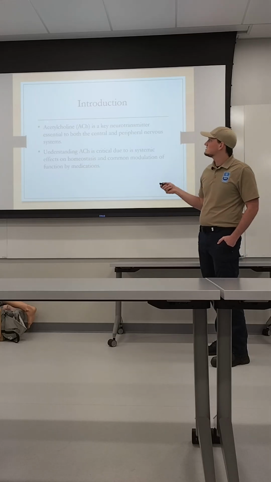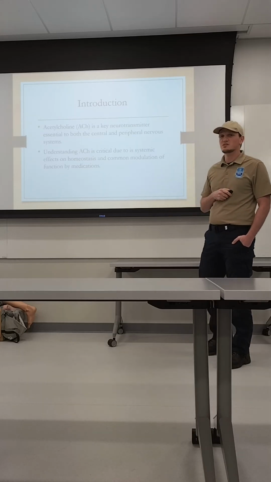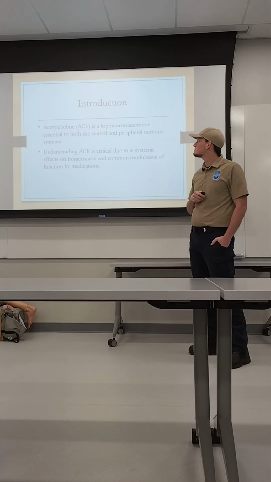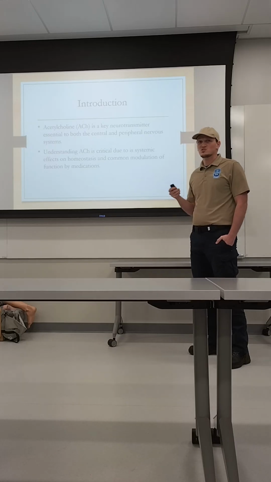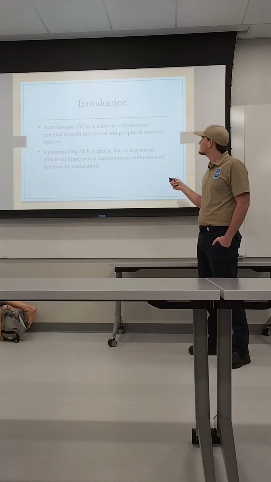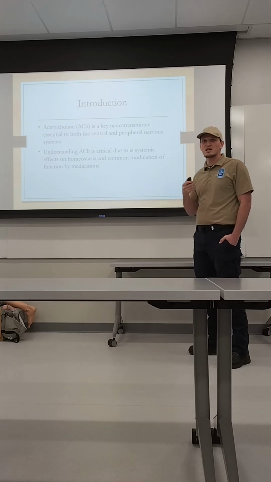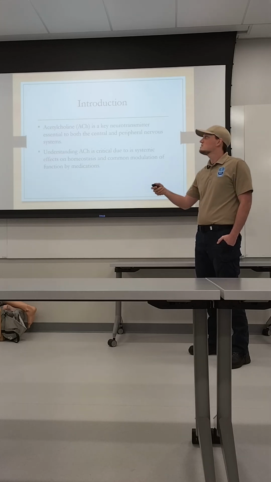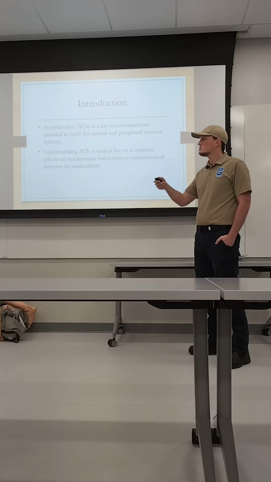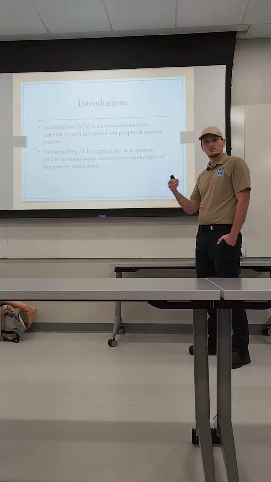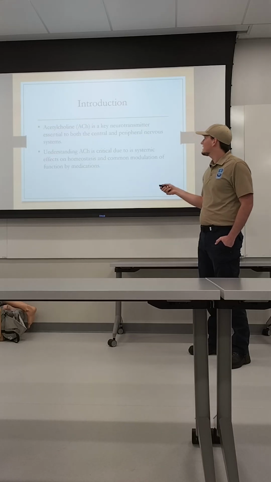Introduction. Acetylcholine is a key neurotransmitter essential for both central and peripheral nervous systems. So just to break that down, we have our neurotransmitter. A neurotransmitter is any molecule coming from a neuron that sends a signal. So a neurotransmitter can either be neuron to neuron, or from neuron to organ or muscular tissue, anything like that. And it's found in both the central and peripheral nervous system.